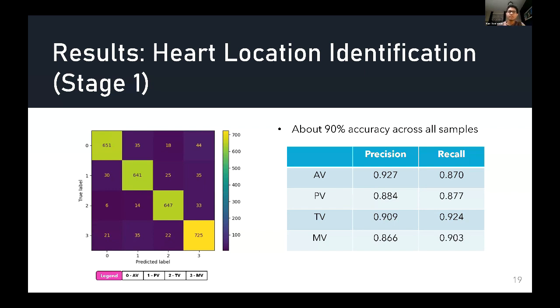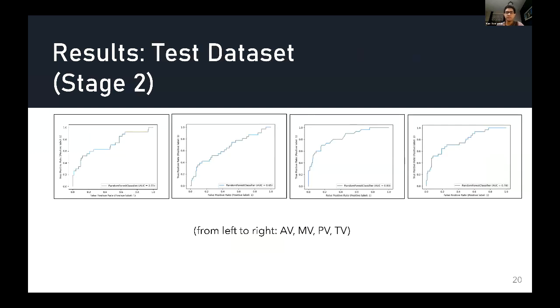Now this brings us into stage two, where we can create a prediction for the existence of a murmur in a specific valve of the heart. So remember, there are four valves in the heart, and for each of these valves, there's a separate random forest classifier model being used. On this slide, you can see the ROC, receiver operating characteristic, curves for each of the four models. We do notice that across the test data set, there's around a 70% area under the curve for each of the ROC charts.